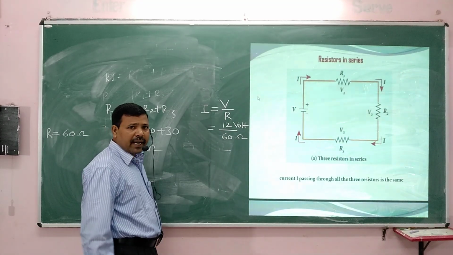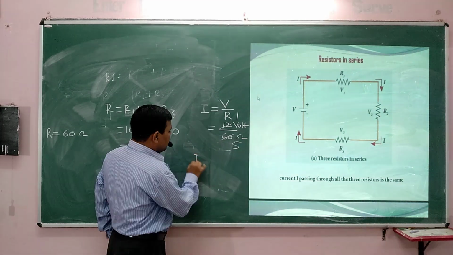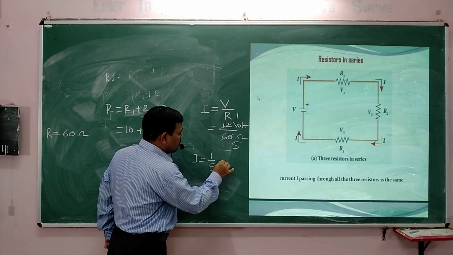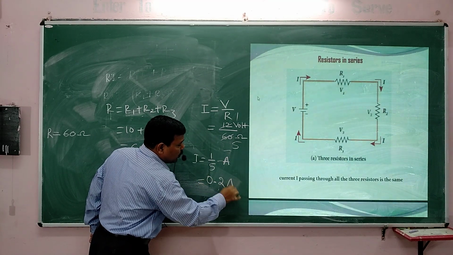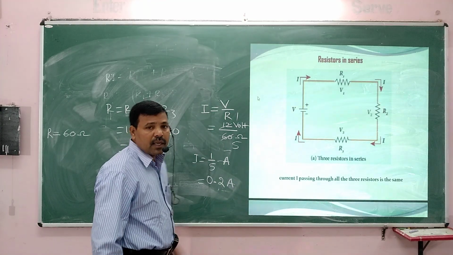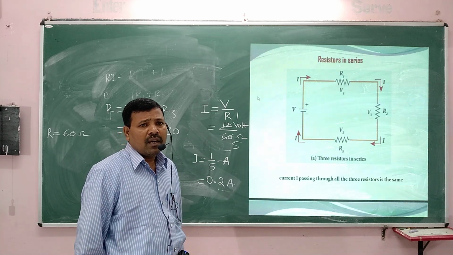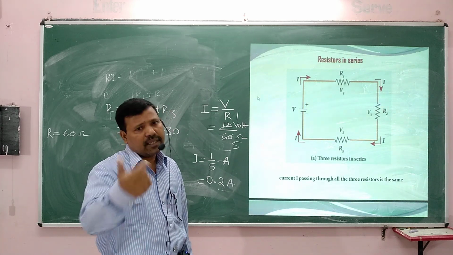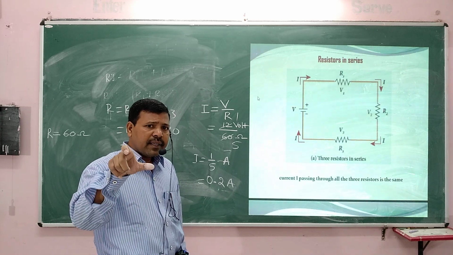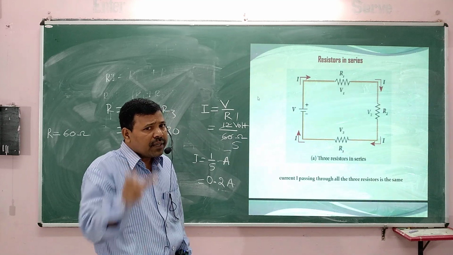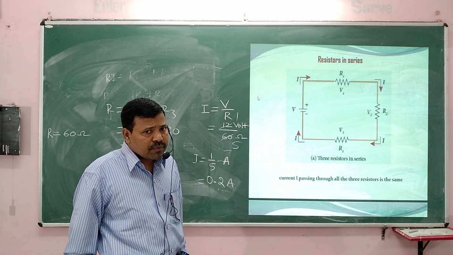How do you calculate current? 12 ones are, 12 fives are. So I is equal to 1 upon 5 ampere, or in other words 0.2 ampere. So like this we will calculate the current and the resistance. If you know current and the net voltage, you can calculate V1, V2, V3.